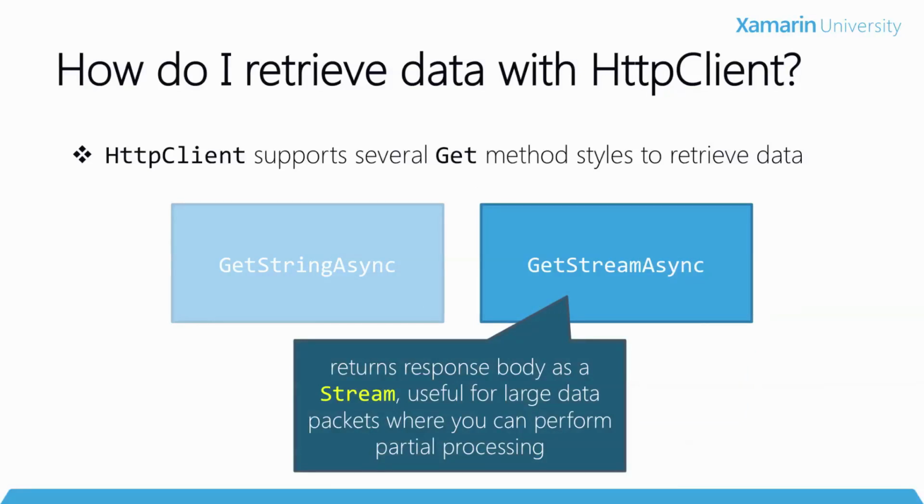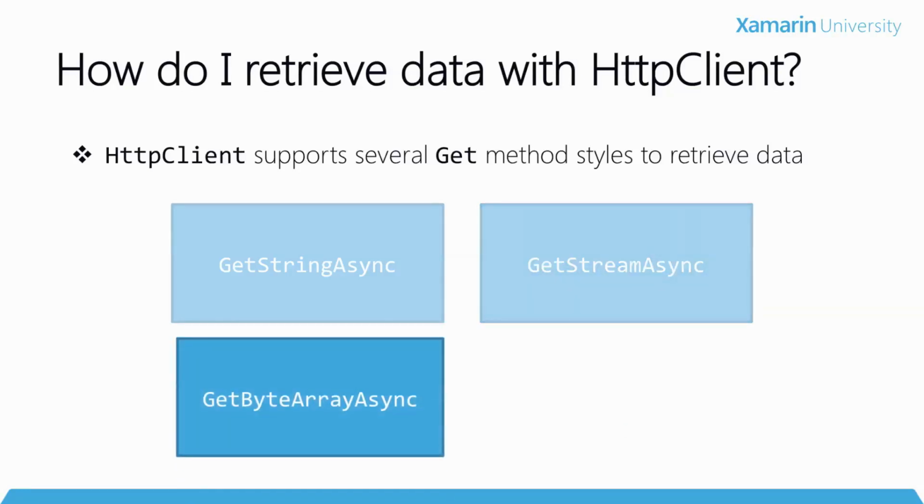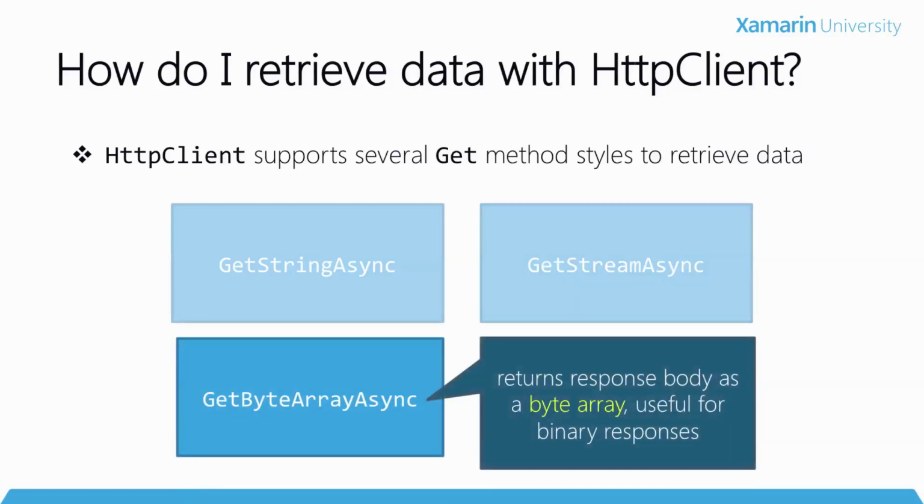Next, we can use the GetStreamAsync. This returns the body as a .NET stream, so you read the data byte by byte as it's delivered from the network stack. This API is very useful for large datasets or file downloads, where you don't want to store the entire response body in memory at one time, but want to either process it in chunks or save it to some offline storage. We can also retrieve the response as a byte array. This is useful if the data is not text-based, is encrypted, or encoded in some fashion.